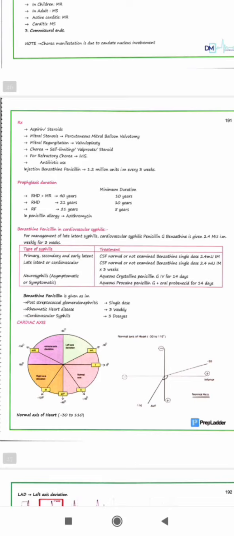Now there is a cardiac axis which is beautifully showing the normal axis of the heart, and this is the normal axis of the heart. Now there is a left axis deviation. This axis is very helpful to remember and to read the ECG. We have to understand it. This is showing a complex image, and on the right side we're going to see a simple image.